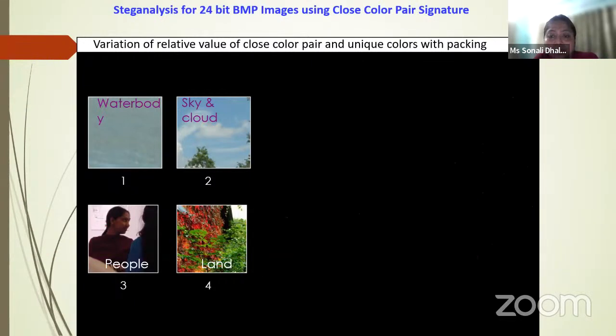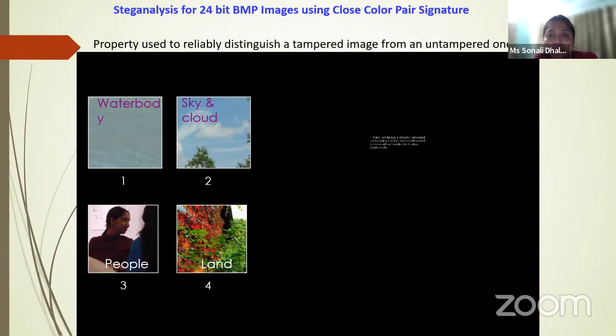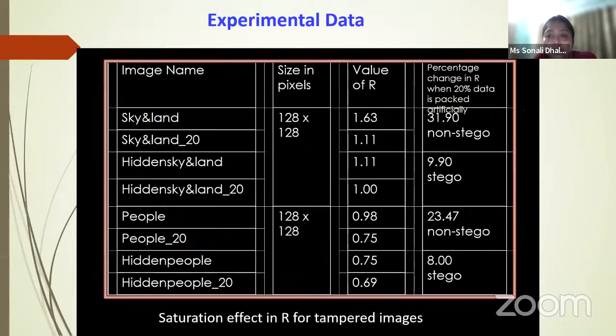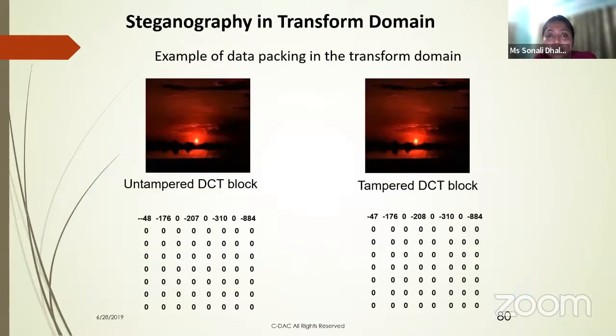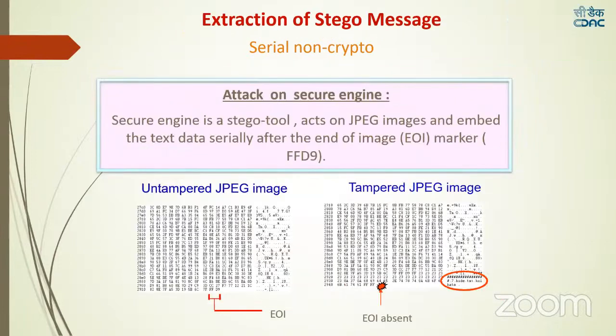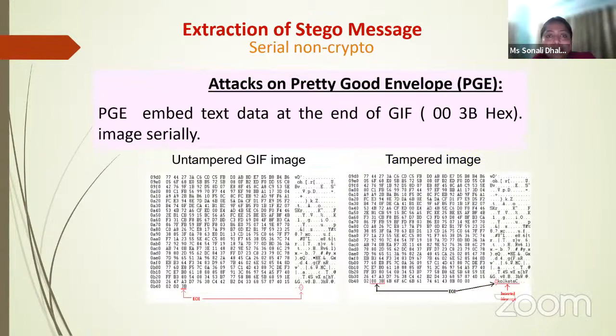I am showing this one. These are all the results for statistical analysis. I am skipping this one. So this is the bit plane of a GIF image.